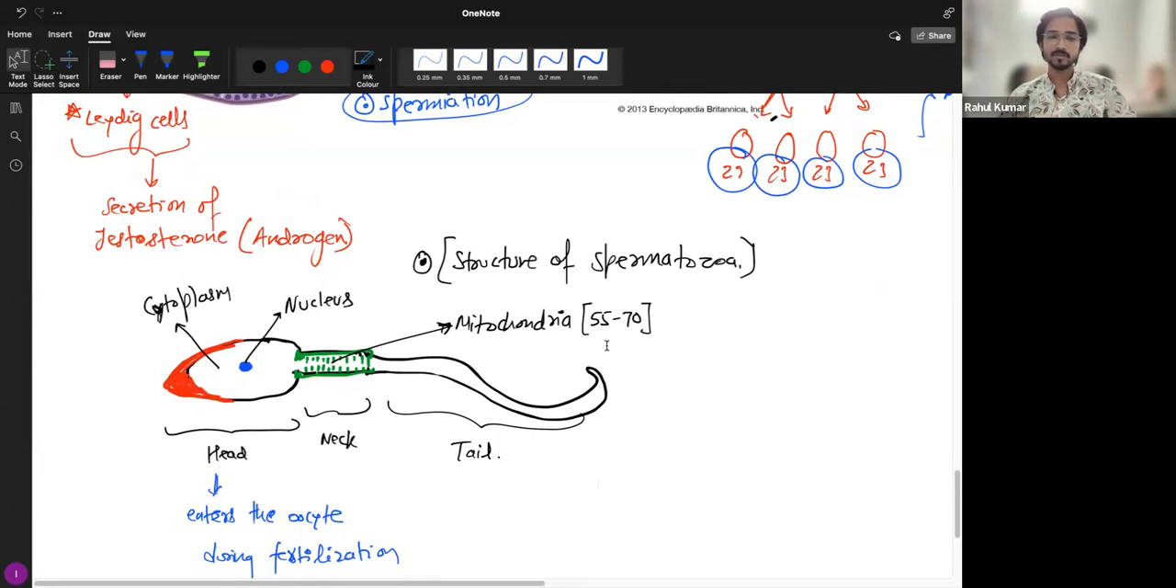So your homework for today is to write a short note on the following: 1, Leydig cells; 2nd, Sertoli cells; and 3rd, spermatogenesis; and 4th, structure of sperm. Just one paragraph. If you can make this diagram, very good, and then submit.